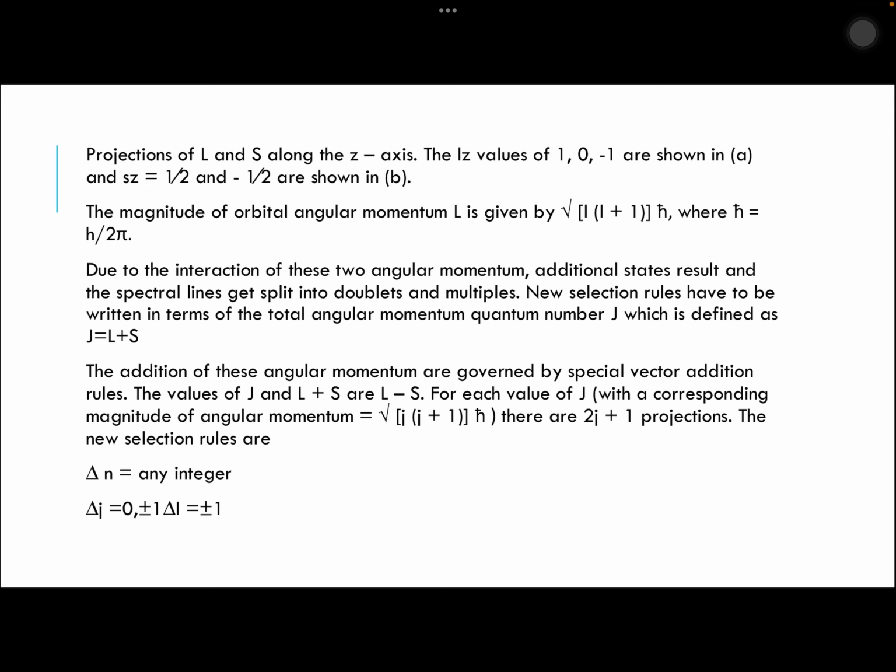Due to the interaction of the two angular momenta, additional states result and the spectral line gets split into doublets and multiplets. New selection rules have to be written in terms of the angular momentum quantum number J, which is defined as J equal to L plus S. The addition of these angular momenta is governed by vector addition rules, the values of J being L plus S down to L minus S. For each value of J, there is a corresponding magnitude of angular momentum given by this formula, and there are 2J plus 1 projections.